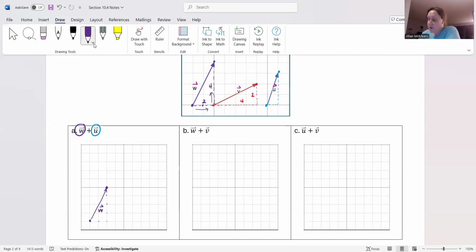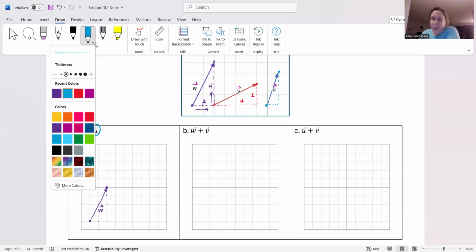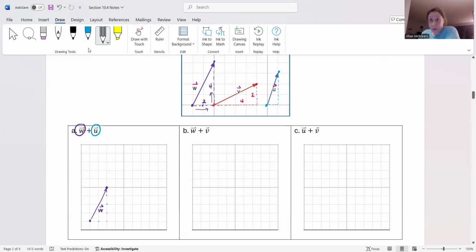Okay, now I want to start by graphing, plotting, or drawing vector U. The way we add vectors is you draw your first one, and whatever the terminal point of your first vector is becomes the initial point of your second vector. So the initial point of U has to start right here where W ended. And then remember, the movement for U is to go to the right 1 and then up 3. I forgot to label those. So I'm going to go to the right 1, and then up 1, 2, 3.